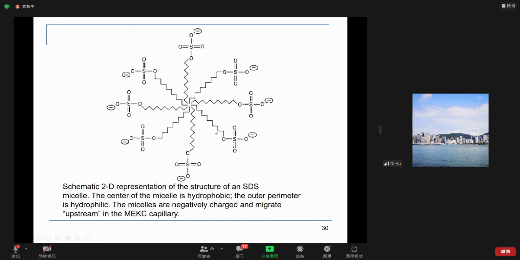The center is hydrophobic, the center is hydrophobic. There should be a reason why I keep saying that: hydrophobic for the center, hydrophilic for the head, charged outside. There should be a reason.